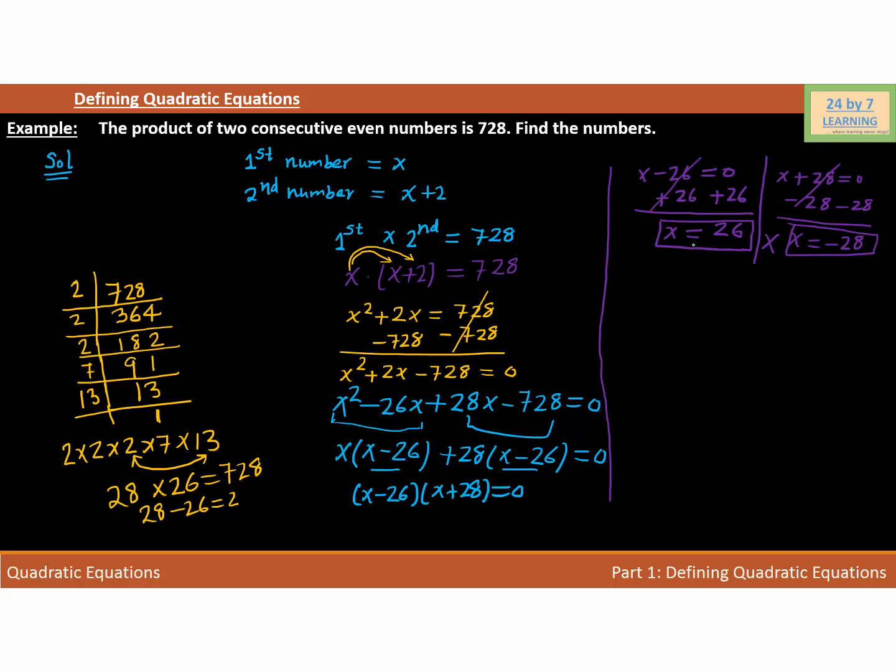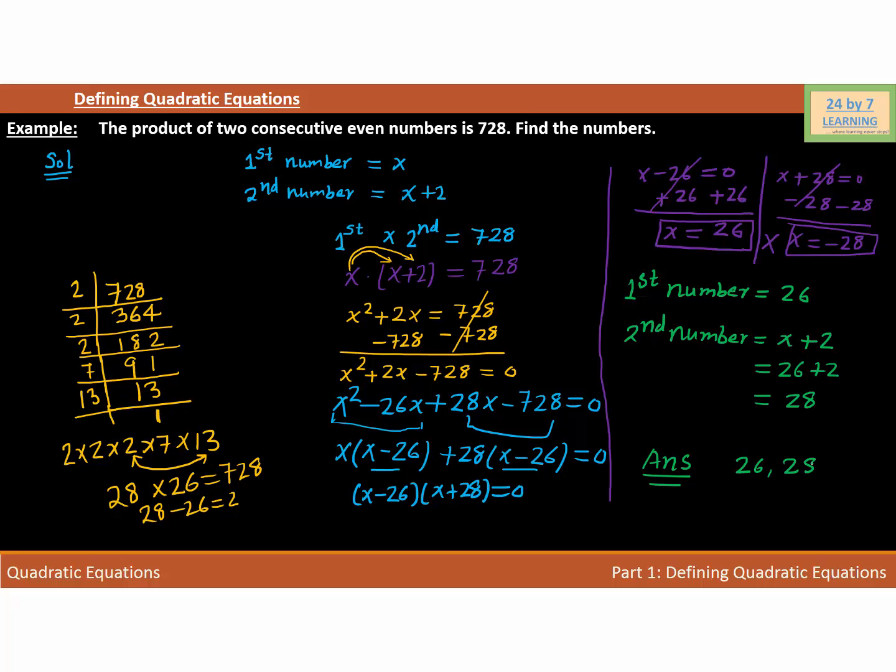So as you can see, my x is 26, so my first number is x, which is 26, and my second number is x plus 2, so I will write 26 plus 2, which is basically 28. So my answer would be, my numbers are 26 and 28, and they are coming one after another, and as you can see, they are also even numbers. And this is how we will find and solve quadratic equations.